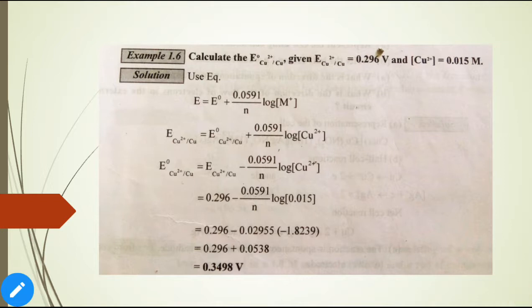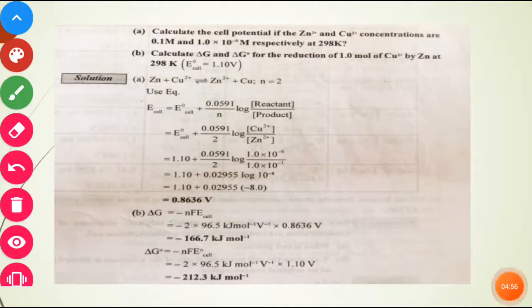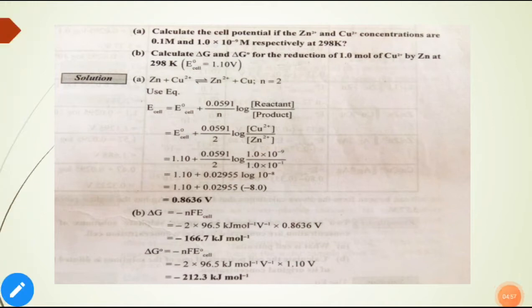Here also we have to calculate the E naught. This is a different problem you are taking now. Calculate the cell potential if the Zn 2 plus and copper 2 plus concentrations are 0.1 molar and 1 into 10 to the power of minus 9 molar respectively at 298 Kelvin. Means here we have to calculate the cell potential.